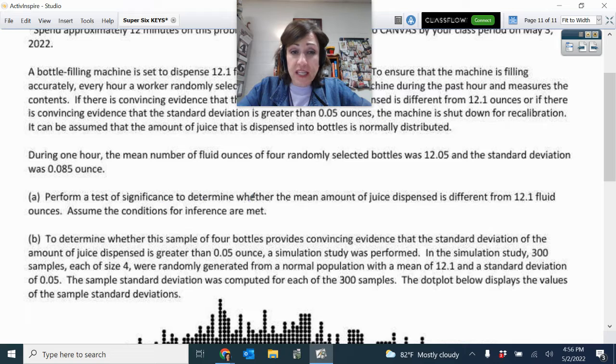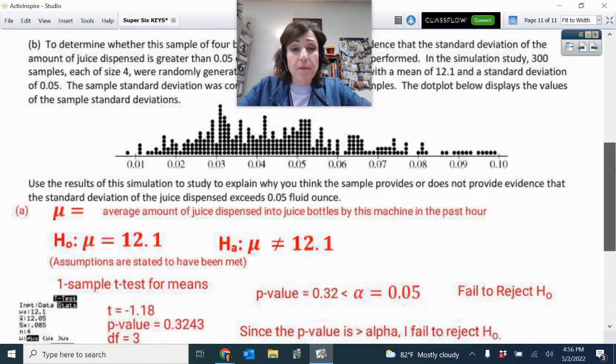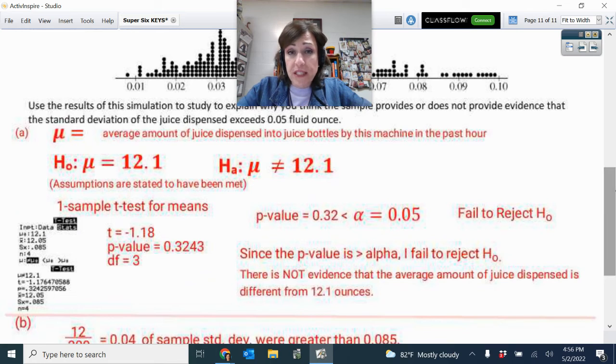And it did say assume the conditions for inference are met. I do expect that if you are doing more than one inference procedure in your free responses, probably one of them you'll be doing the assumptions for. One of them may not have to. The conditions may already be met. So here we had to run a full procedure, naming without the assumptions.